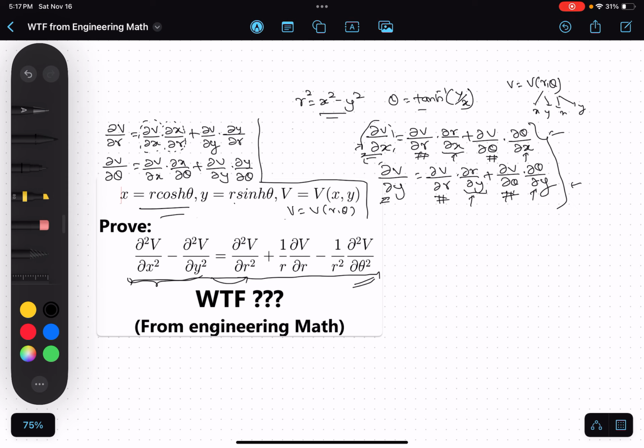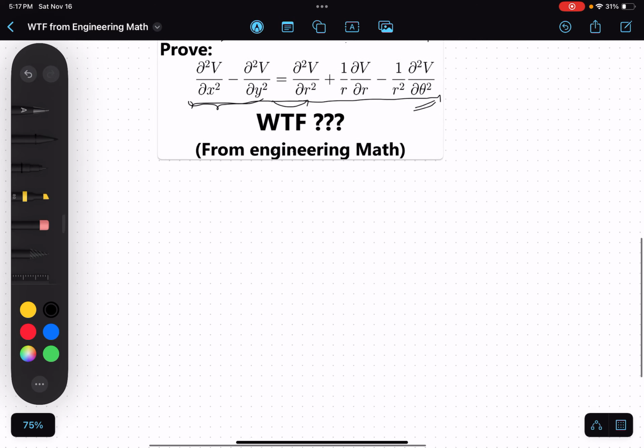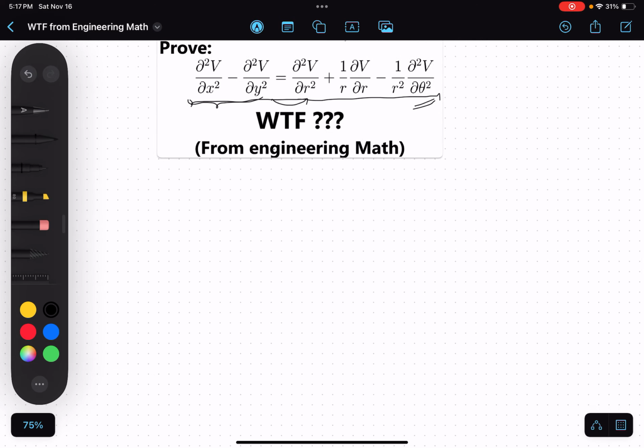That's the only hard thing, how to find second partial derivatives. After that, it's all easy. After that, there's really nothing at all. So do bear with me. Now let's start the formal solution.